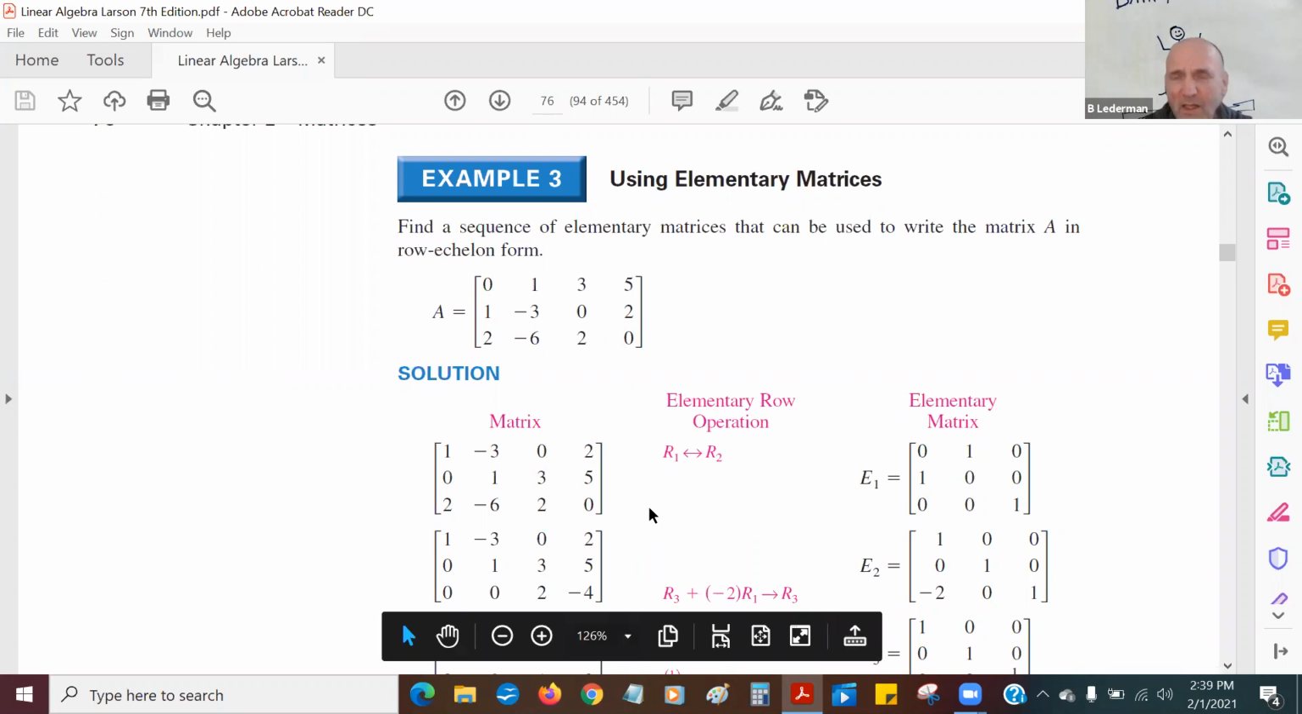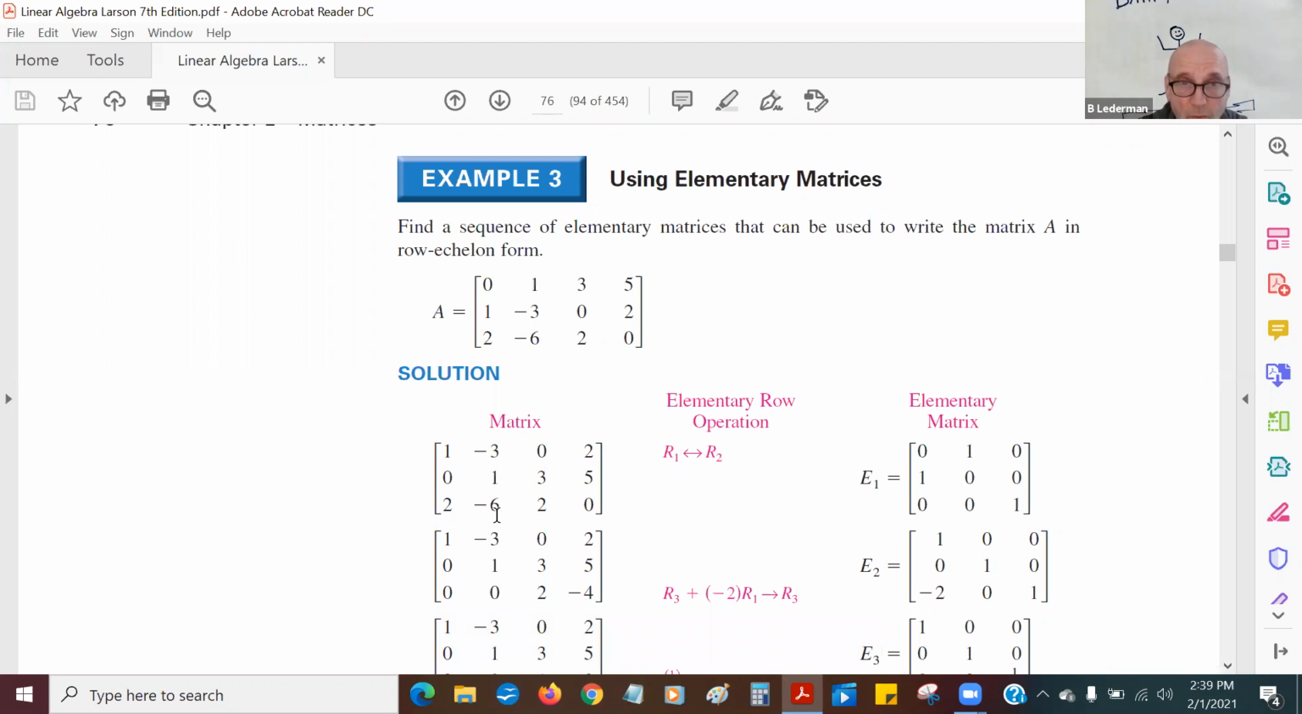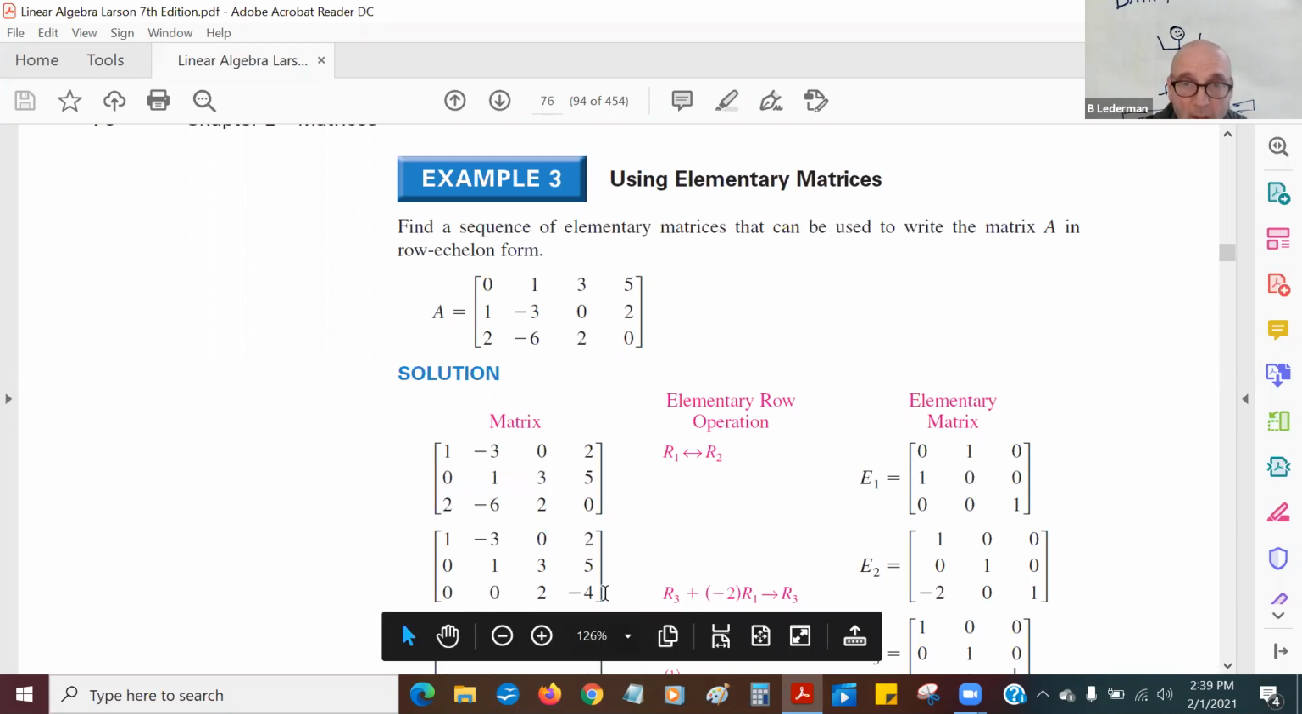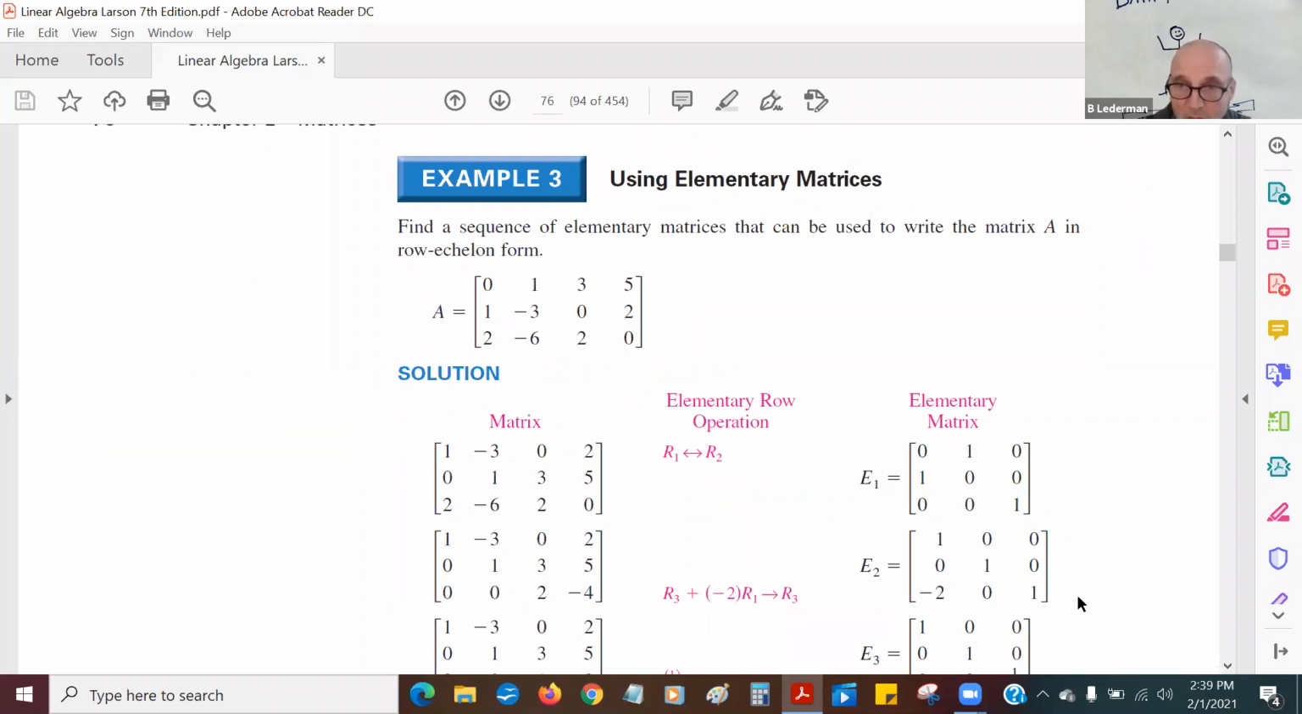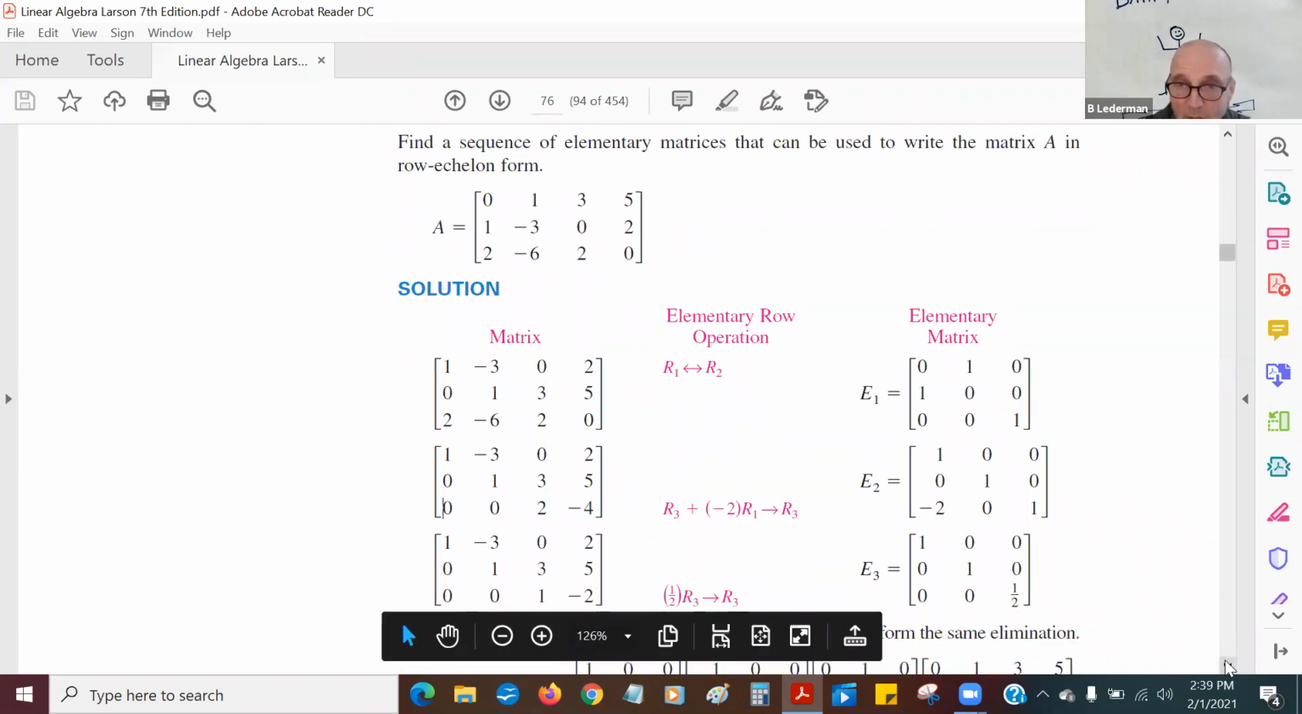Now, the next thing I did is that -2 times row 1 got added onto row 3, because I want to turn that 2 into a 0. And that became the new row 3. Well, the corresponding elementary matrix to that is this one right here. That's why I took -1 times the top row, added it onto the bottom row, and this is what I got. So again, this is just the corresponding matrix. Now, everything we're doing here is going to be so awesome.